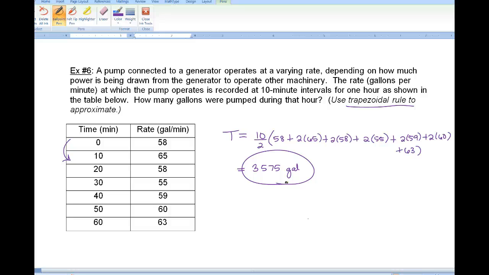How do you do that here? Stop internally laughing at me. I know you are. Let me pause it.